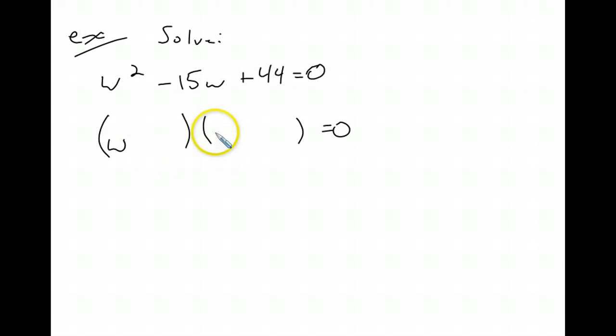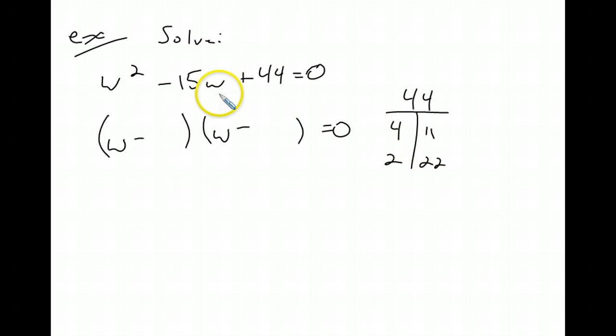In this case, I know my first terms are going to have to be w and w, because w times w is w squared. They multiply to be a positive, add to be a negative, so minus and minus. Two numbers that multiply to be 44 and add up to be 15. I'll have 4 and 11, or I have 2 and 22. I think I'm going to go with 4 and 11 though. I just see right off the bat that 4 plus 11 is 15, so if I put in 4, there we go, and I put in 11, then I have something times something equals 0.